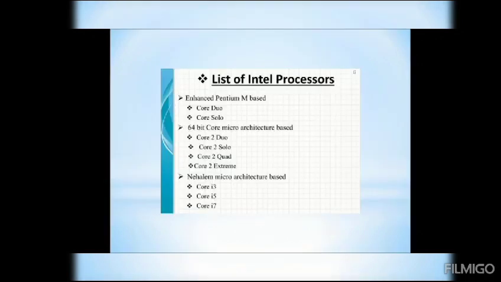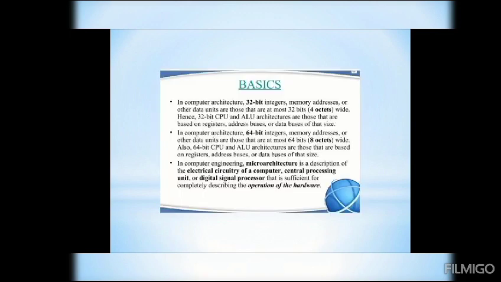List of Intel processors: Enhanced Pentium M-based Core Duo, Core Solo; 64-bit Core microarchitecture based Core 2 Duo, Core 2 Solo, Core 2 Quad, Core 2 Extreme; Nehalem microarchitecture based Core i3, Core i5, Core i7.